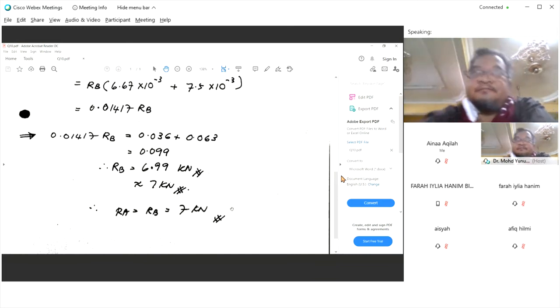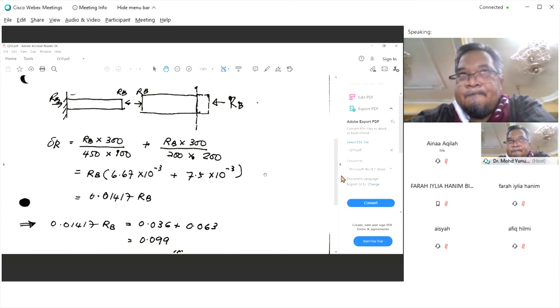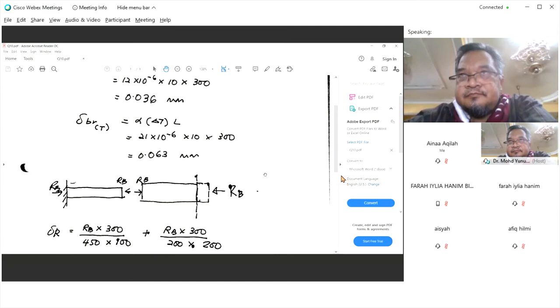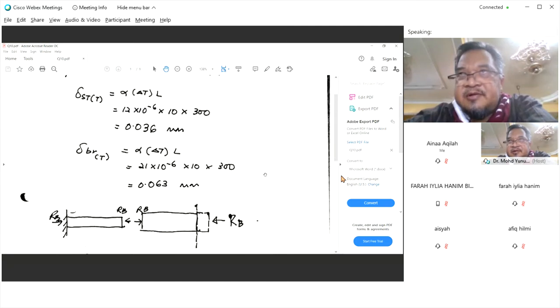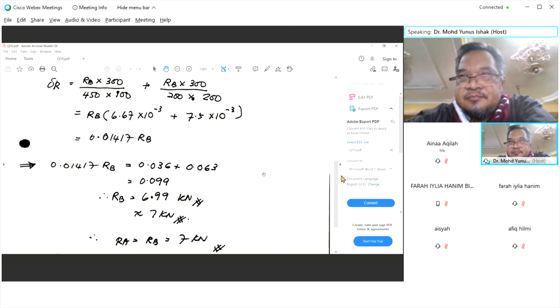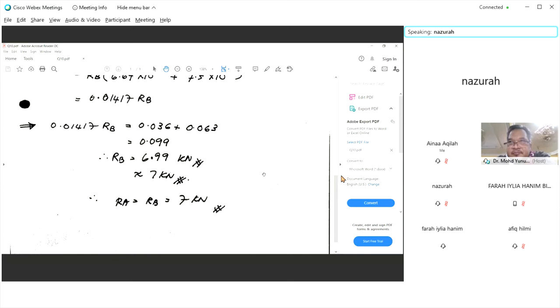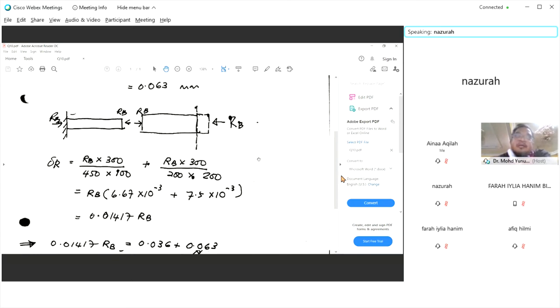Dah? Dah? Tolong seorang jawab dah. Dah. Okey.